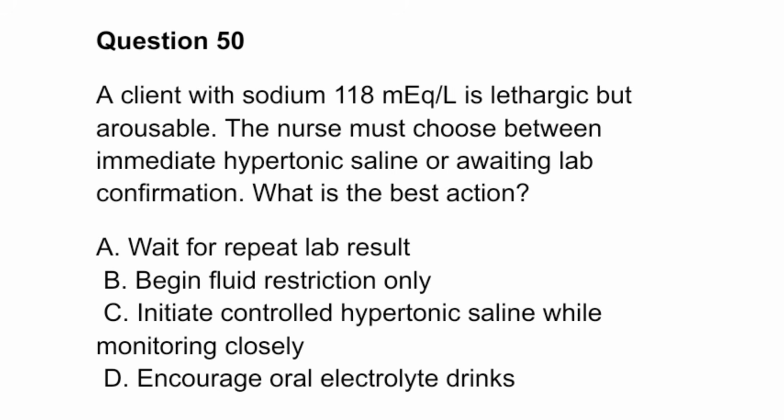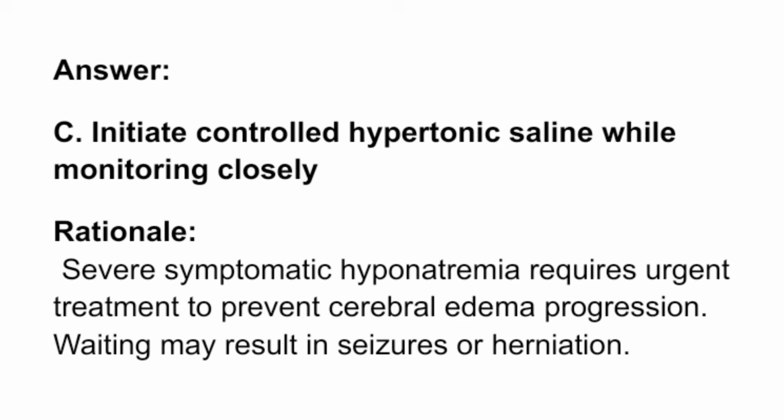Question 50. A client with sodium 118 milliequivalents per liter is lethargic but arousable. The nurse must choose between immediate hypertonic saline or awaiting lab confirmation. What is the best action? A. Wait for repeat lab result. B. Begin fluid restriction only. C. Initiate controlled hypertonic saline while monitoring closely. D. Encourage oral electrolyte drinks. Answer: C. Initiate controlled hypertonic saline while monitoring closely.